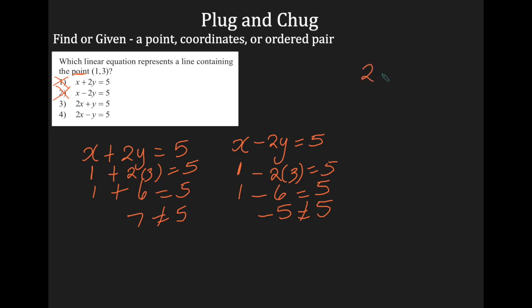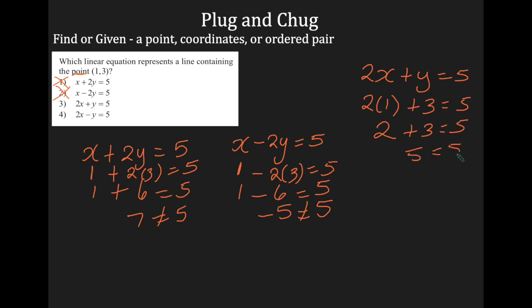Moving on to the third equation, which is 2x plus y equals 5. So remember, we're using the same point over and over. So x is 1 plus y is 3. 2 times 1 is 2 plus 3. Yep, 2 plus 3 is 5. The left equates to the right. So my line is the third one, 2x plus y equals 5.